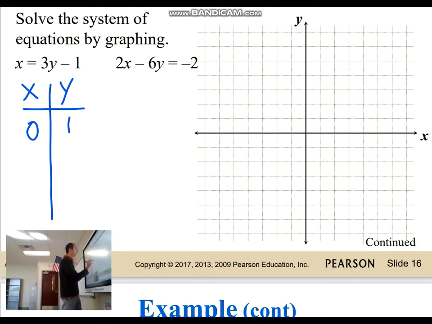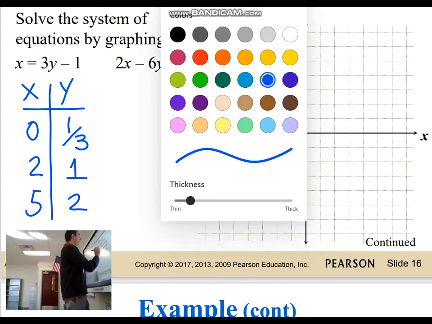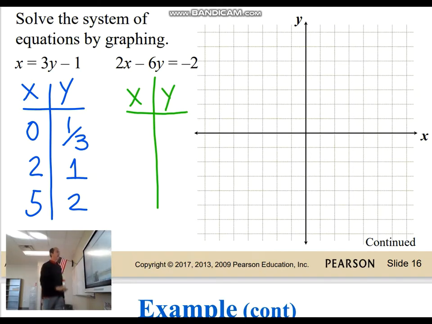If x equals, let's use another number here, let's say 2, then we're going to have y equals 1, and if x equals, let's say 5, then y equals 2. Check if my calculations are right. Get your scratch paper and check if the numbers that I found are right.